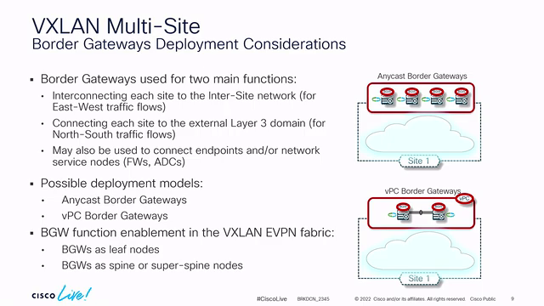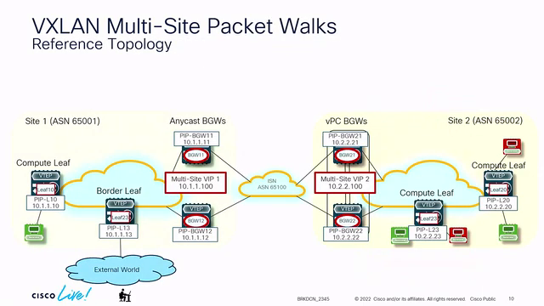I put, and with that I look at the reference topology. I have two sites, two fabrics, one on the left, one on the right, two different autonomous systems, and I'm using the two types of border gateways, two Anycast border gateways on the left, two VPC border gateways on the right.